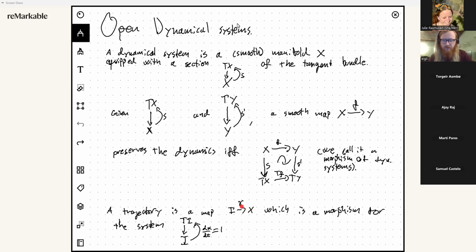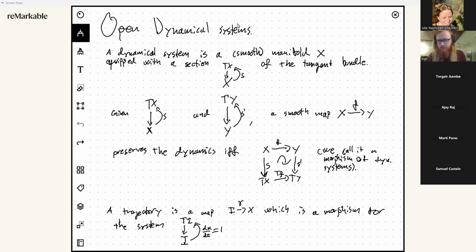And it's a trajectory precisely if it's a morphism into our system X from the system on this interval where the dynamics are given by dx/dt = 1, which means you have a dynamical system. The differential equation is telling you I'm always moving in the positive direction along my interval at speed 1. So that's what it means for the notion of morphism between systems to subsume the notion of trajectory in this way.